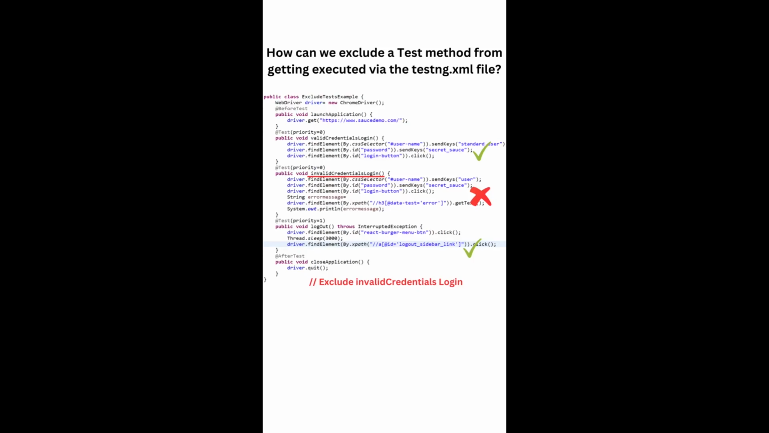How can we exclude a test method from getting executed via the testng.xml file? In this example, first, we are going to exclude the invalid credentials login method. So only the valid credentials login method and logout method will be executed. Here in testng.xml, we use exclude method equals invalid credentials login and execute as TestNG suite.